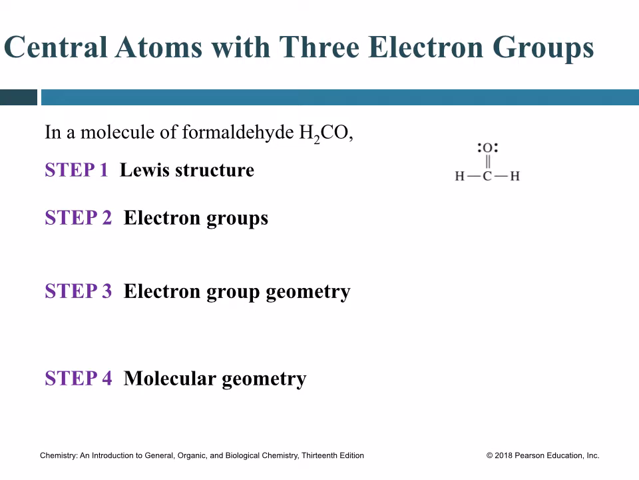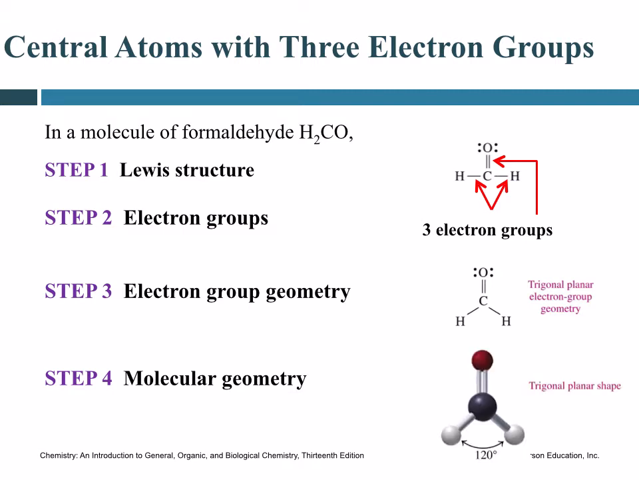For formaldehyde, refer to the previous video to determine how to draw the Lewis structure. There are 3 electron groups around the central atom, 2 single bonds and 1 double bond. To minimize electron pair repulsion, the 3 electron groups orient themselves at 120 degrees around the central carbon atom. The shape with 3 electron groups around the central carbon atom is called trigonal planar. Note the prefix tri for 3 and planar because all the atoms are in the same plane.